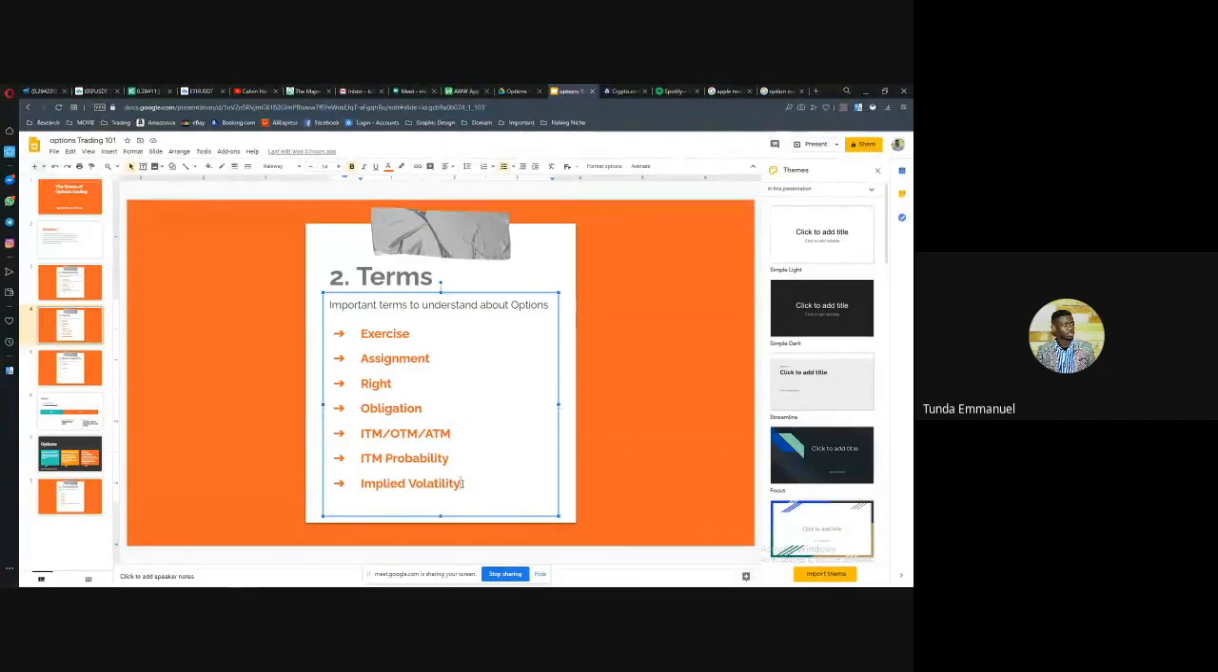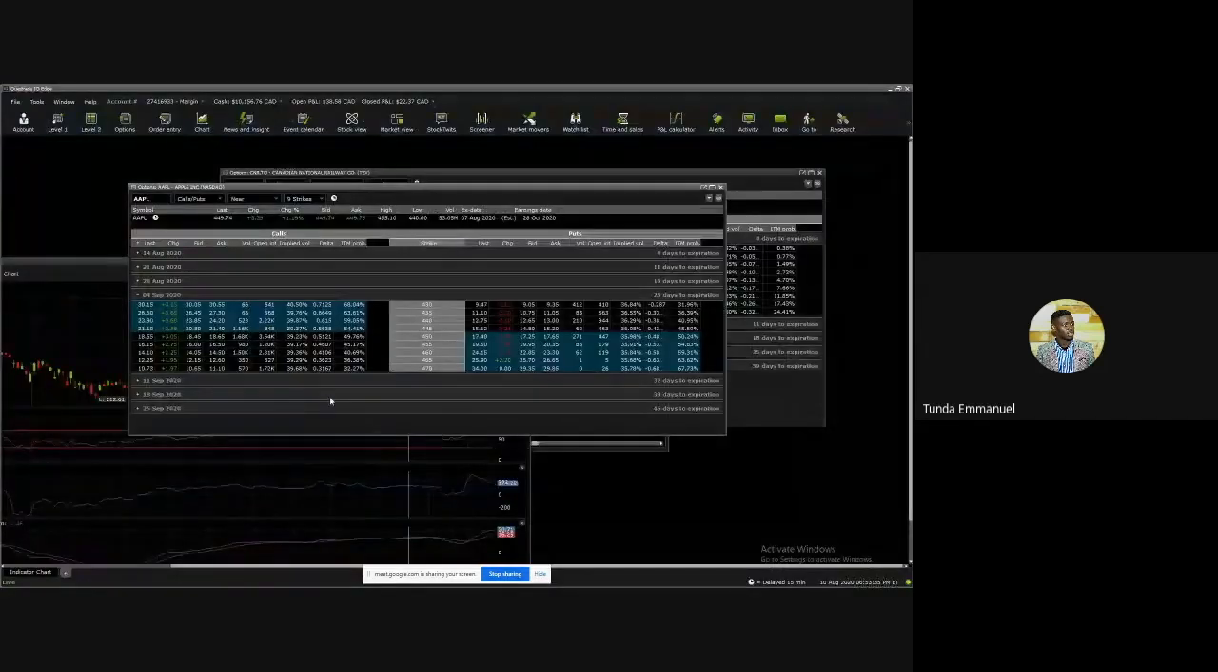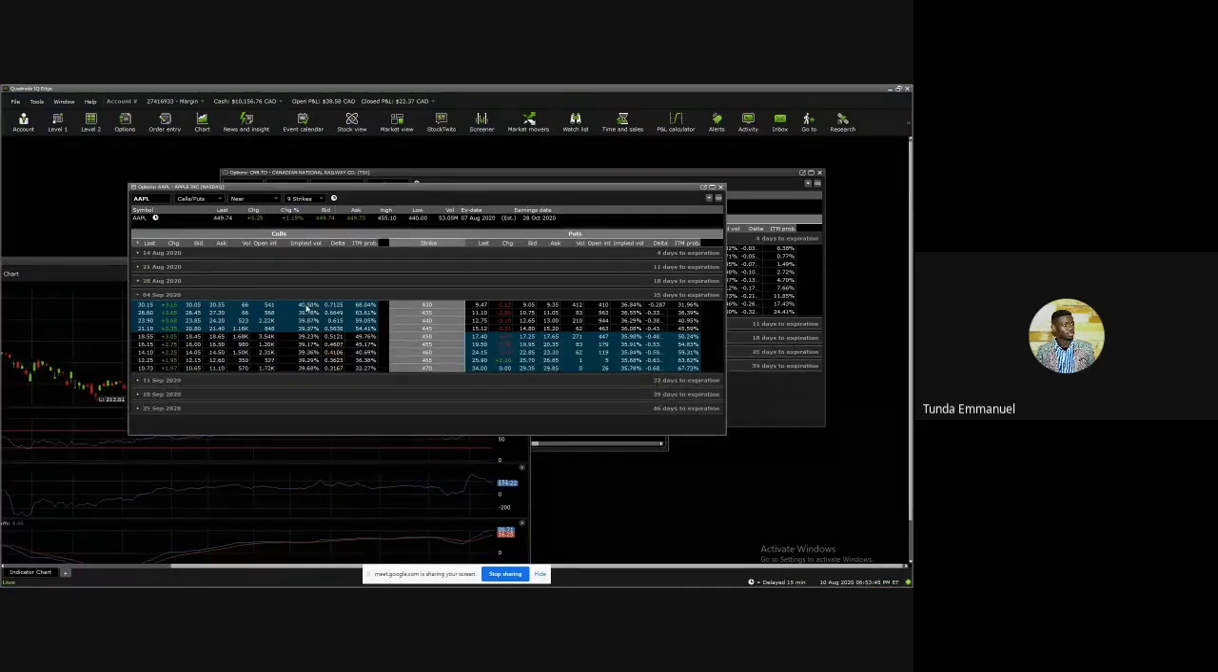Another vocabulary that we need to understand is implied volatility. The implied volatility is what you can see here. It just tells you how volatile this actual option is. When it's lower than 70%, it is still reasonable. But as soon as it goes higher than 70%, that means there are too many people trying to buy that option, and that usually drives the price higher.